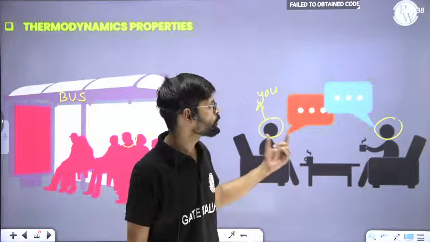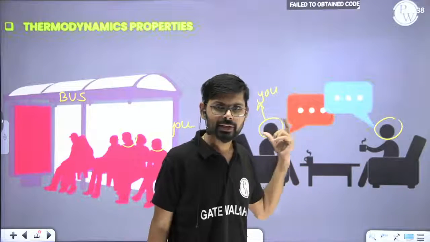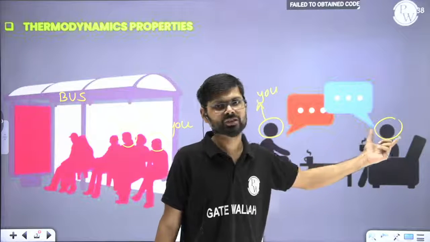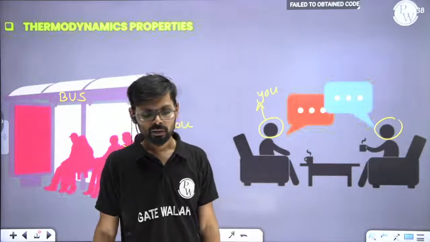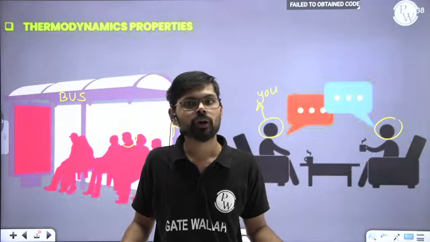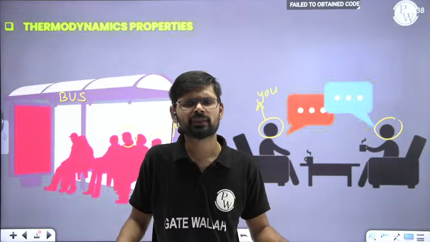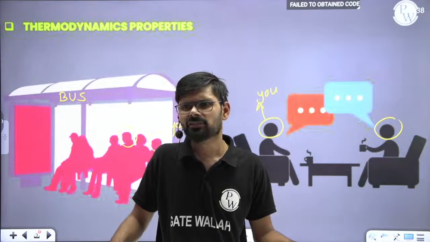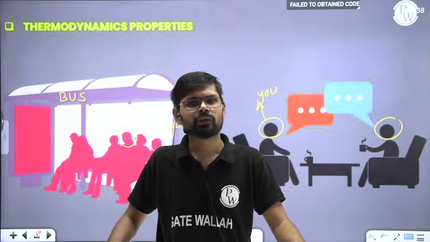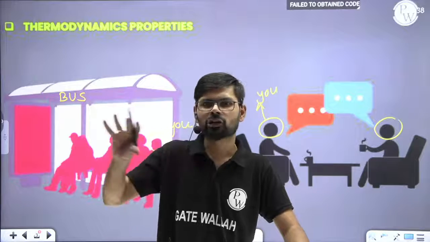Now you want to tell your friend about that girl, but you don't know the name. Then how will you do it? Obviously you are going to tell something. You will say maybe that girl is very fair, that her height is this much, that she has brown eyes, and so on. A lot of things you will tell.